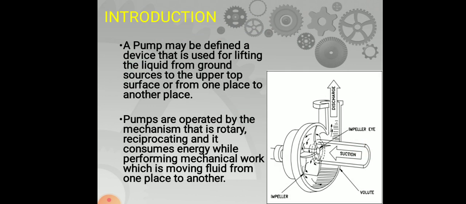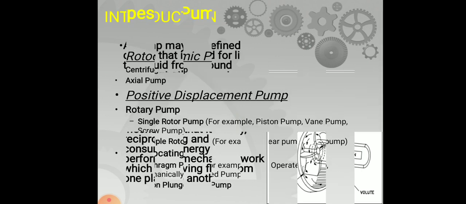Introduction. What is a pump? A pump may be defined as a device that is used for lifting liquid from a ground source to the upper top surface, or from one place to another place. Pumps are operated by a rotary or reciprocating mechanism, and they consume energy while performing mechanical work, which is moving fluid from one place to another place.